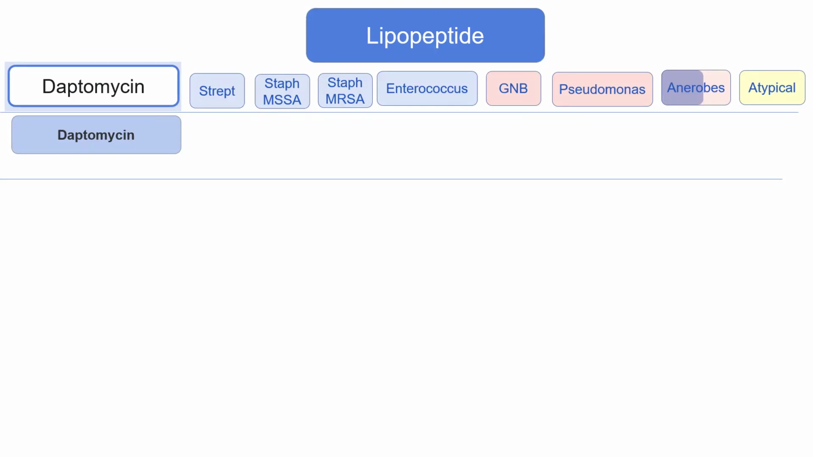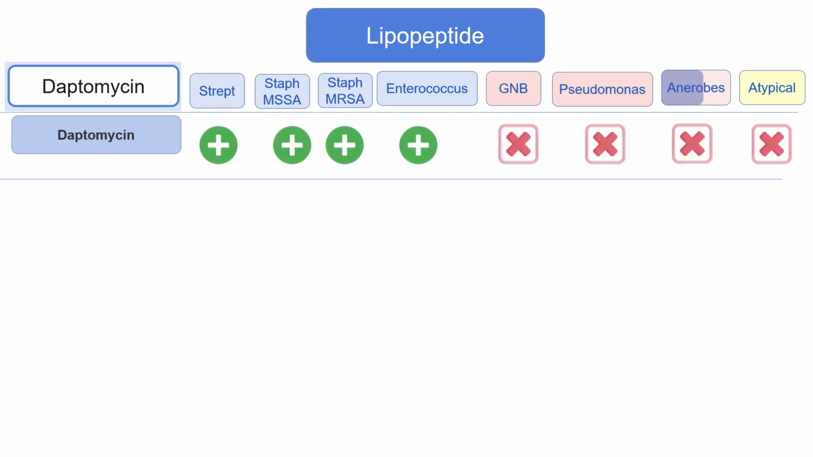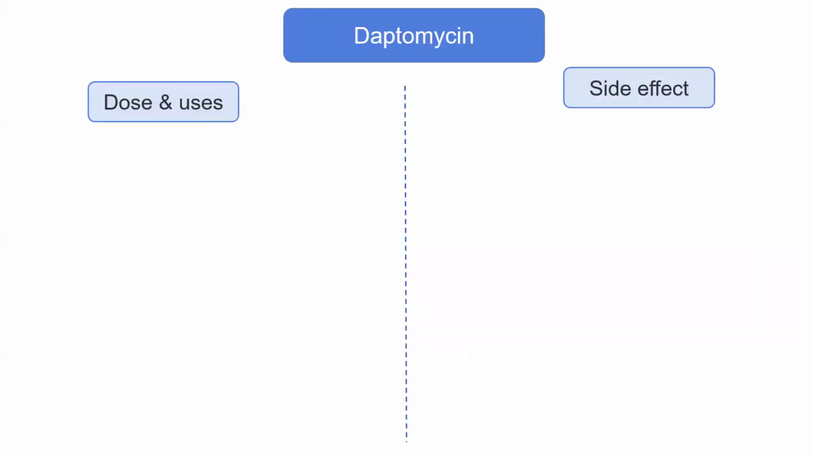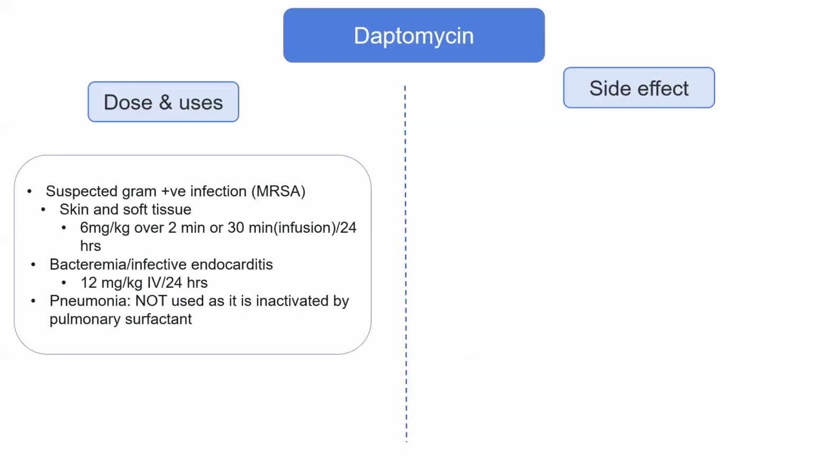Now the lipopeptide, daptomycin, is mainly anti-gram-positive. It covers all types of gram-positive bacteria, including strep, staph, MRSA, and enterococcus, but has no activity against gram-negative bacteria. Daptomycin is used mainly for skin and soft tissue infection and bloodstream infection, but we don't use daptomycin for pneumonia because this drug is inactivated by pulmonary surfactant.